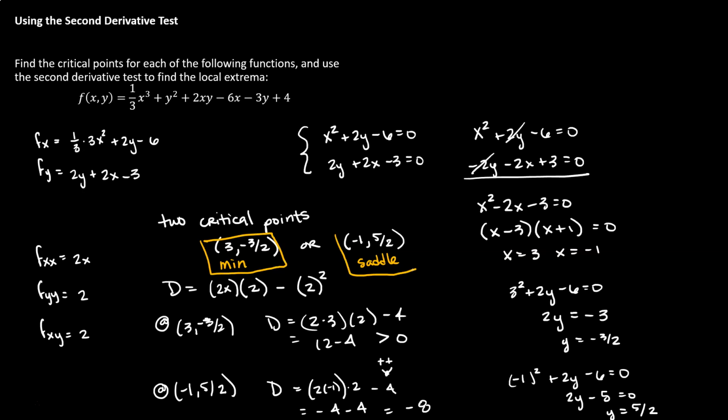So these were examples of how to use the second derivative test in Calc 3. It's a little bit similar to Calc 1, but also quite a bit different. We didn't use the discriminant the way that we're using it now. Try some examples and let me know if you have any questions.